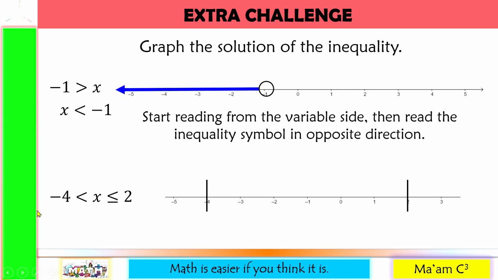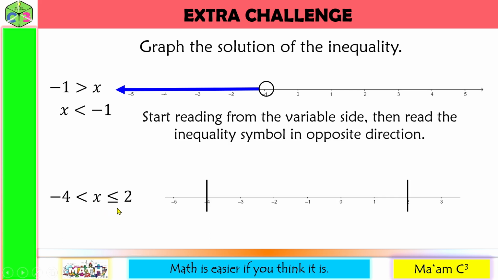Next one, this is a compound inequality. You'll start reading at x, going to the right, and then go back to the left. So this is x is less than or equal to 2, but remember to read the inequality in opposite direction, but greater than negative 4.